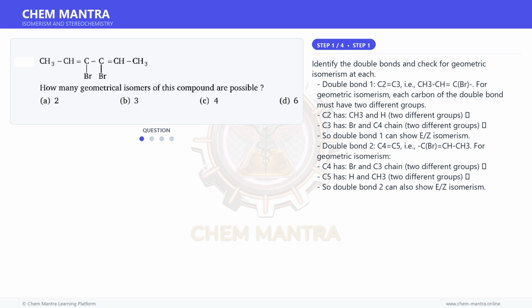Double bond 2, C4=C5, i.e. C(Br)=CH-CH3. For geometric isomerism, C4 has Br and C3 chain, two different groups. C5 has H and CH3, two different groups. So double bond 2 can also show E/Z isomerism.